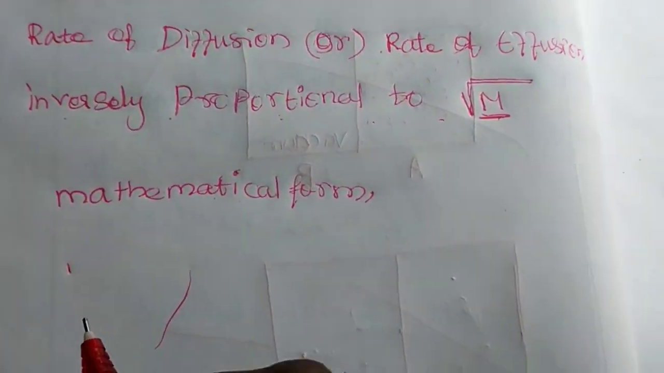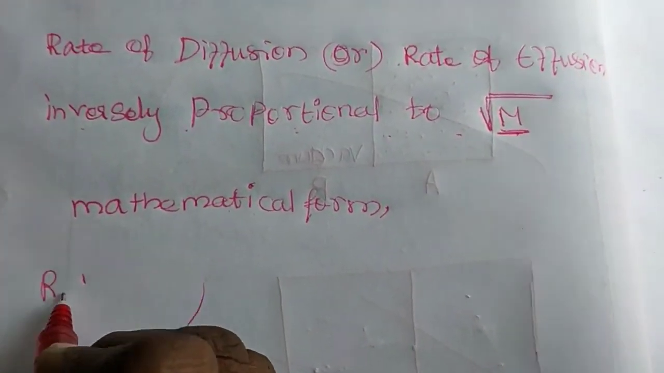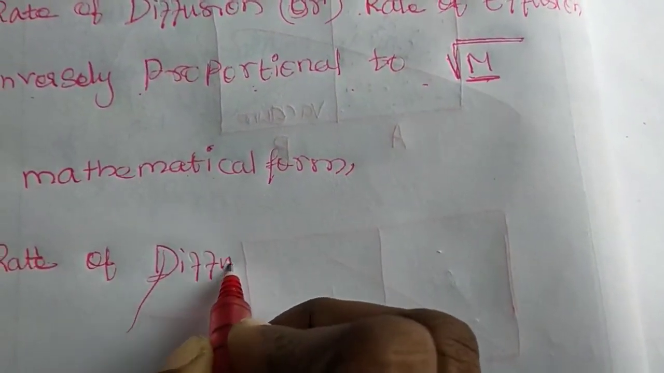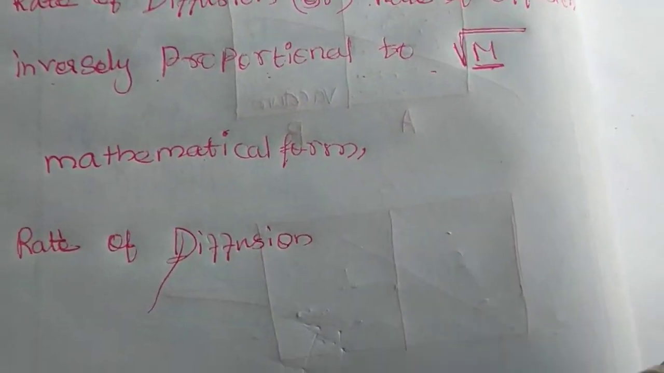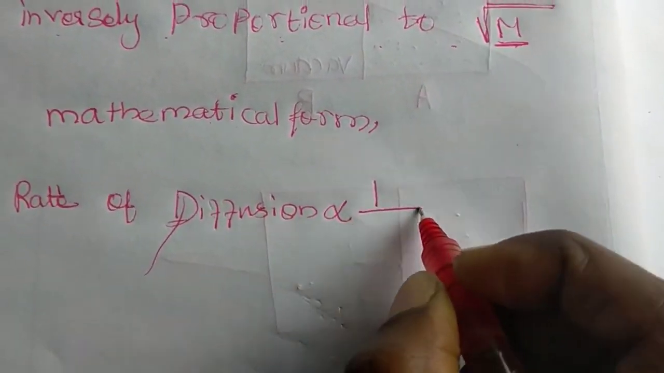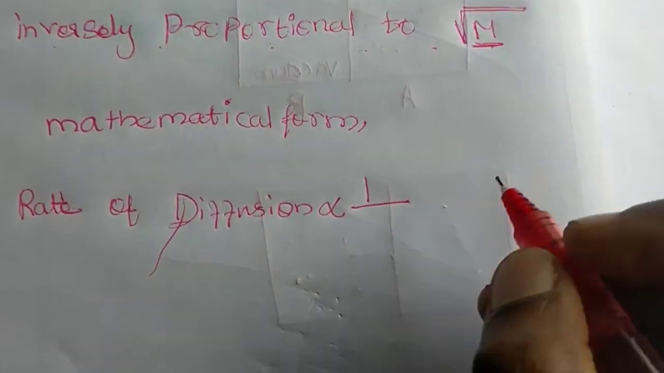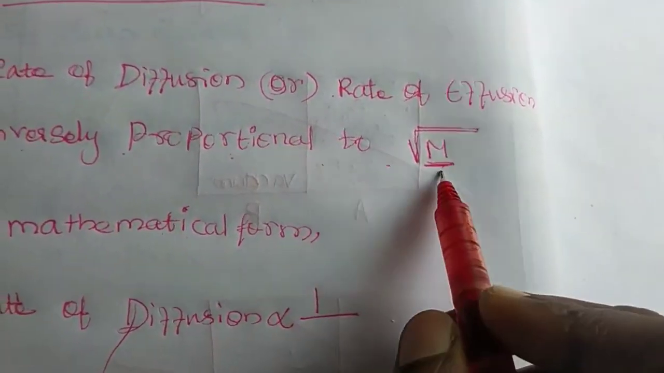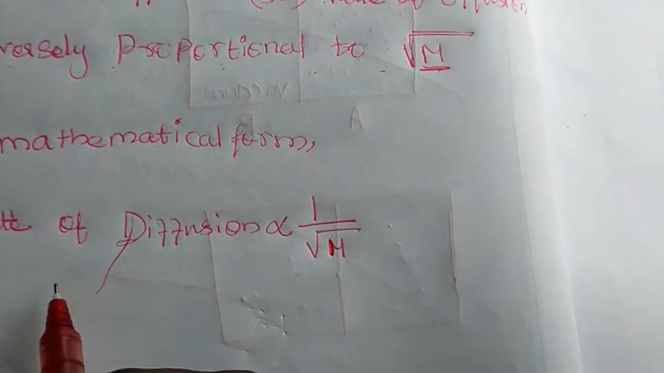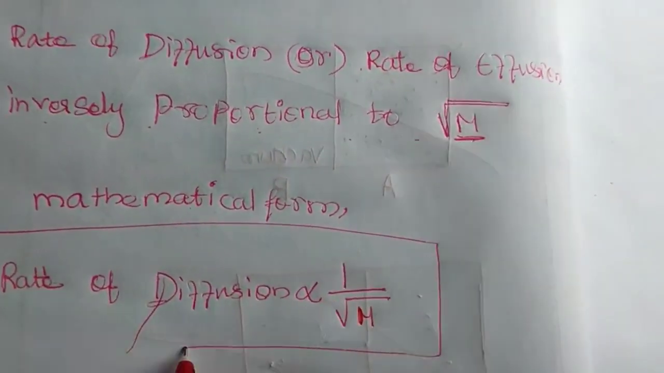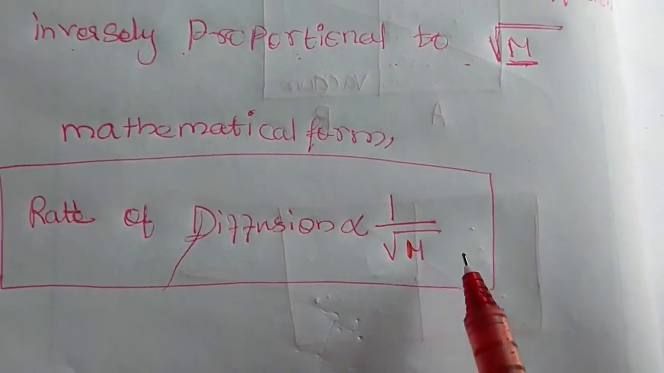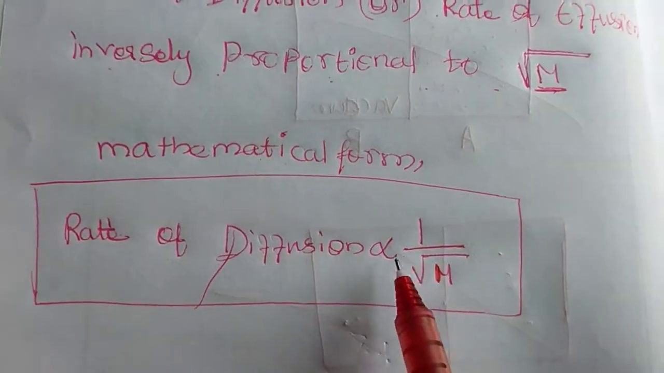First we can write the rate of diffusion. Rate of diffusion is inversely proportional to 1 by the square root of molar mass. This is Graham's law of diffusion formula. So the rate of diffusion is inversely proportional to the square root of M.